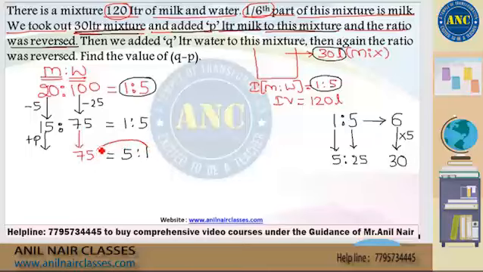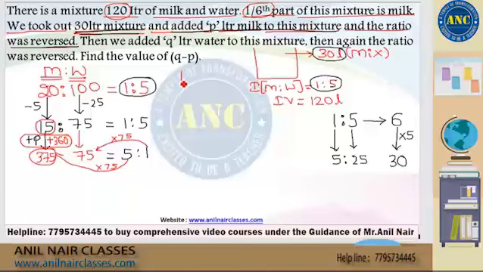According to ratio, it is 1. According to the question, 75. 1 into 75 is 75. 5 also multiply by 75. 5 into 75 is 375. Earlier it was 15 liters of milk. Now I have 375 liters of milk. 15 plus which value is 375? 15 plus 360 is 375. So P value is nothing but 360. P value is nothing but 360.